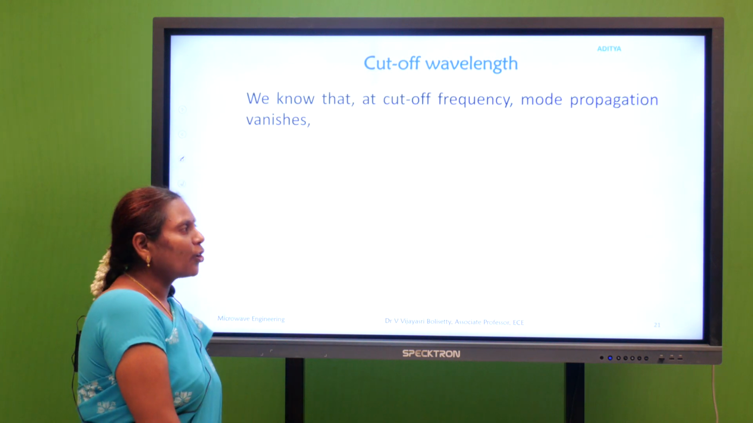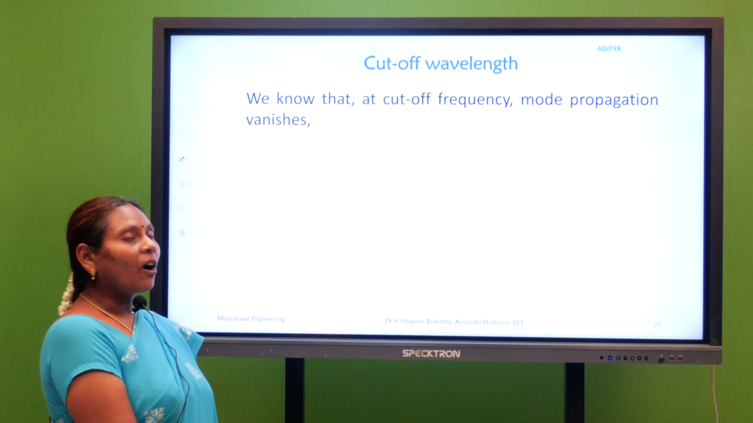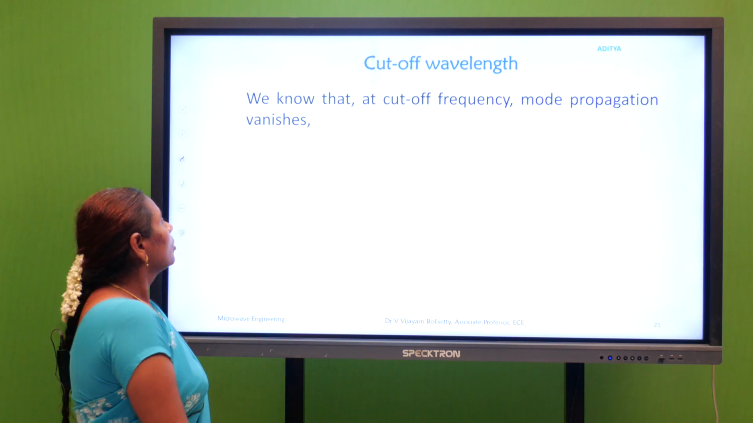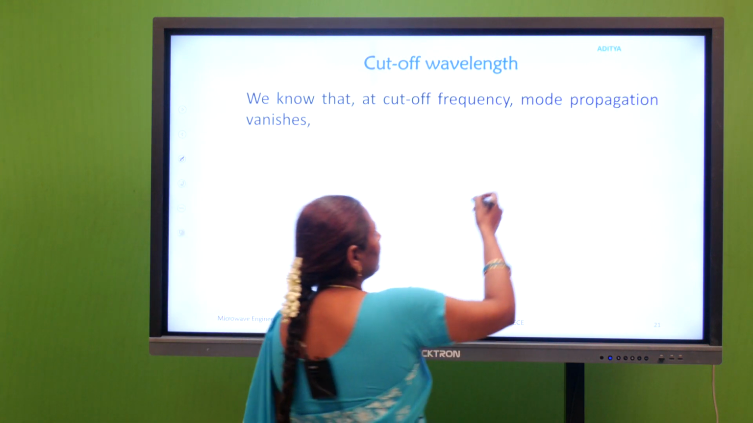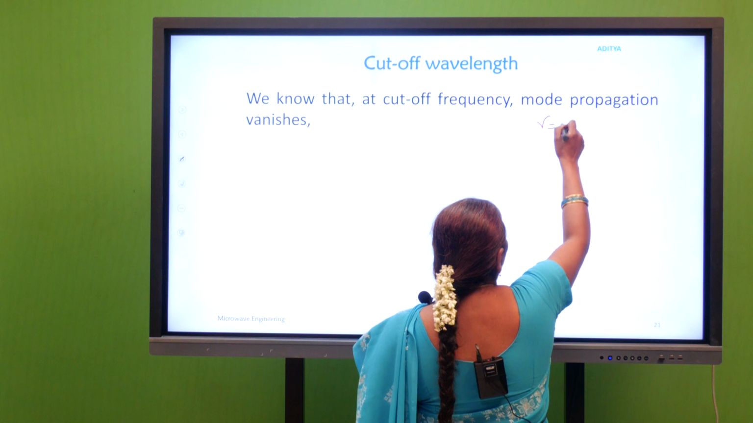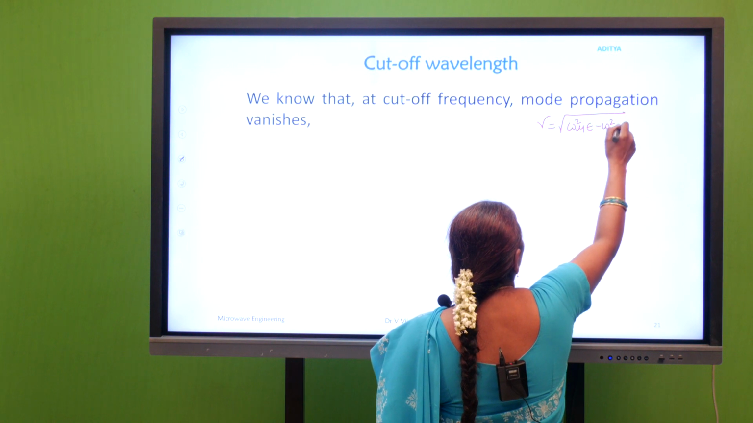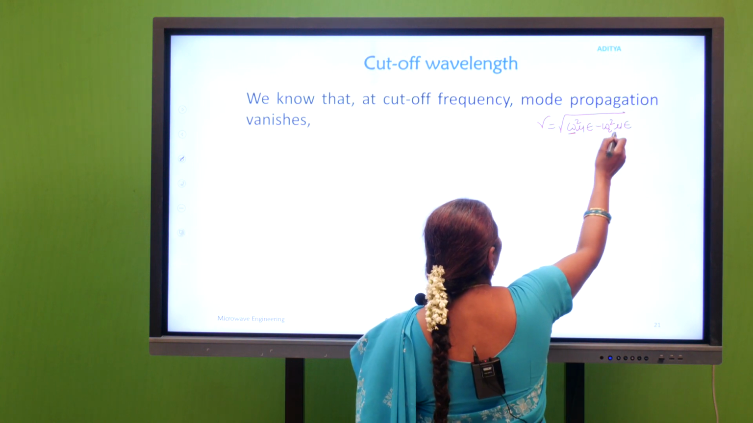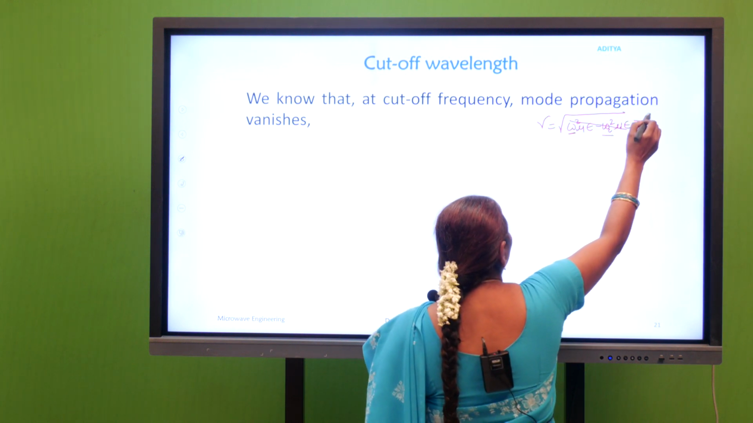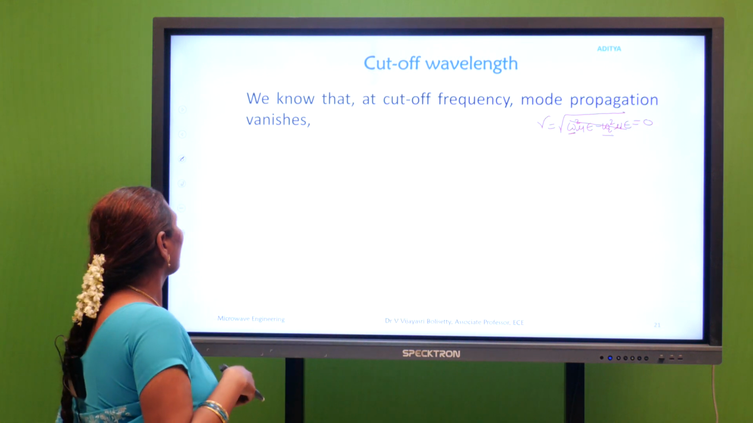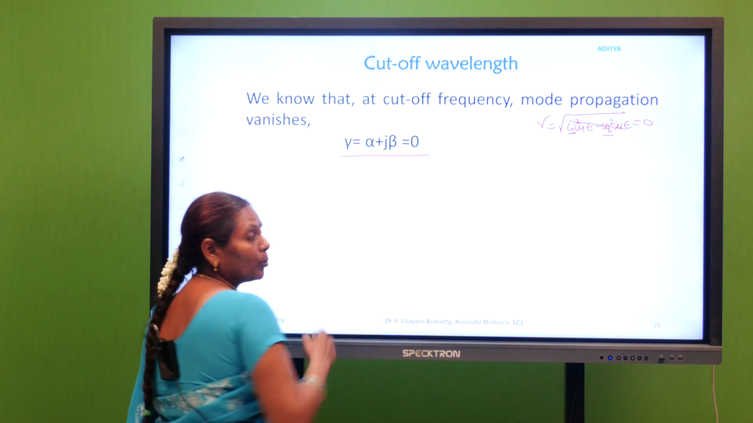So, we know that at the cutoff frequency there is no mode propagation, it vanishes, and so that means alpha is equal to 0. So, at this cutoff frequency, we get gamma is equal to root of omega square mu epsilon minus omega c square mu epsilon. At cutoff frequency omega becomes omega c, and so the root also vanishes. So, this gamma will be equal to 0 for the mode propagation.